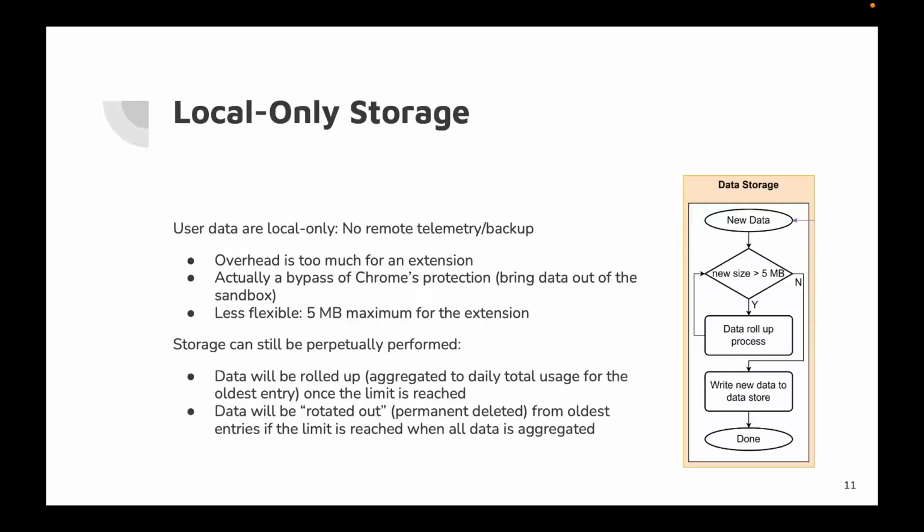In this rollup process, when the first time the data limit is reached, we aggregate the domain data for the oldest date. That will remove all the domain-specific data and replace it with only a daily total usage instead. Then, if all the domain data is already aggregated and the maximum limit is still reached, we will rotate out the oldest entry of the domain data. That is to permanently delete the time usage information on the oldest date.